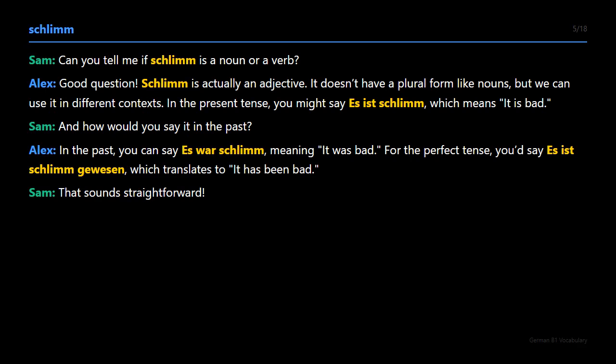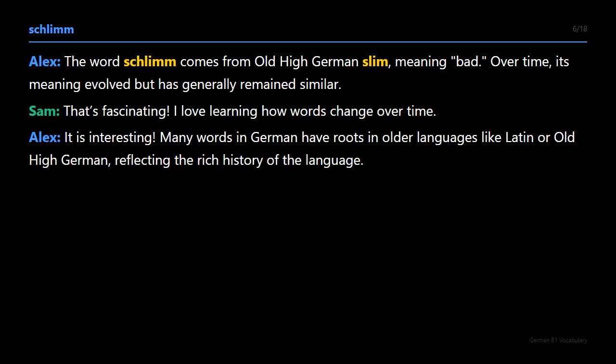That sounds straightforward. The word Schlimm comes from Old High German, Slim, meaning bad. Over time, its meaning evolved but has generally remained similar. That's fascinating. I love learning how words change over time. It is interesting. Many words in German have roots in older languages like Latin or Old High German, reflecting the rich history of the language.